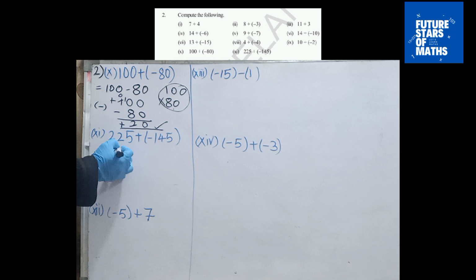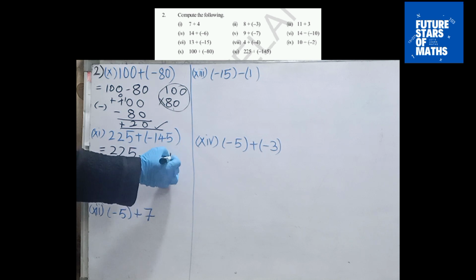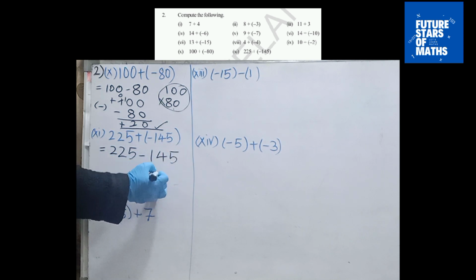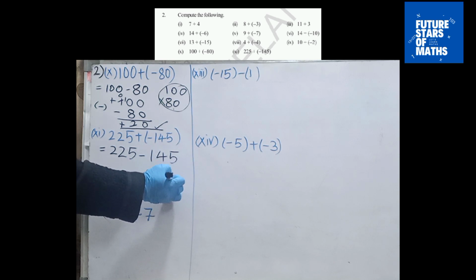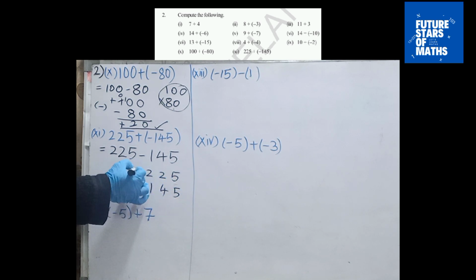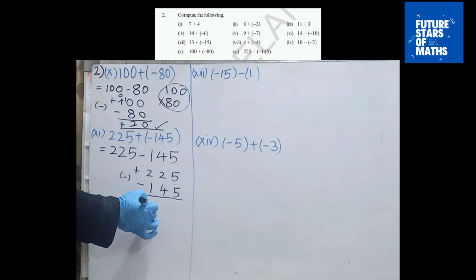So again we will open the brackets first. 225 plus into minus 145. Now we will write the numbers. 2, 2, 5. Now the next number we should copy from ones place onwards. 5, 4, 1. Here minus, here plus. So we have to subtract. In answer always we will get the sign of big number. That is the number which we wrote above.